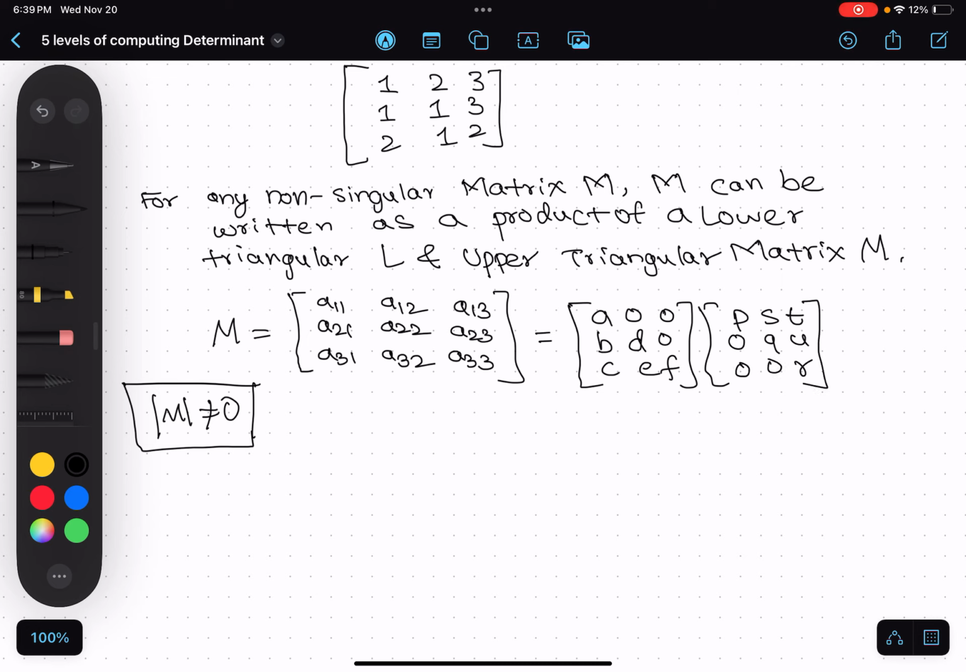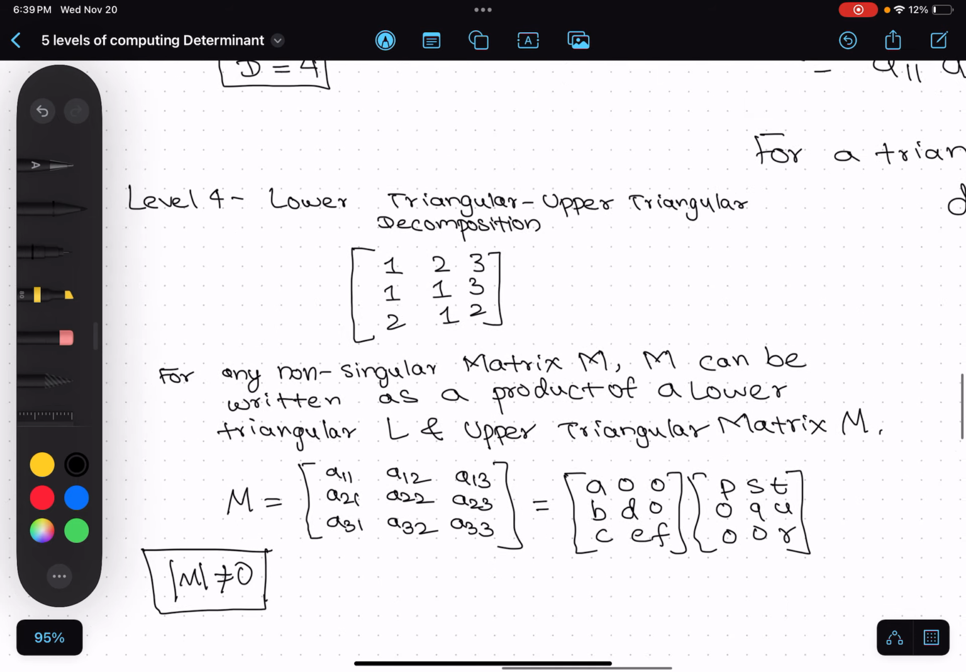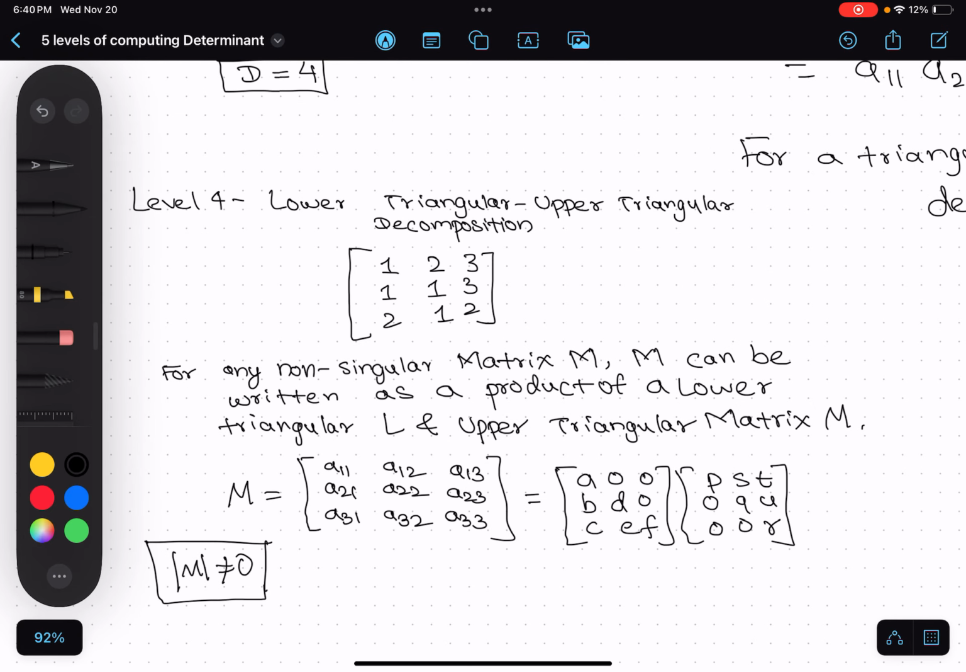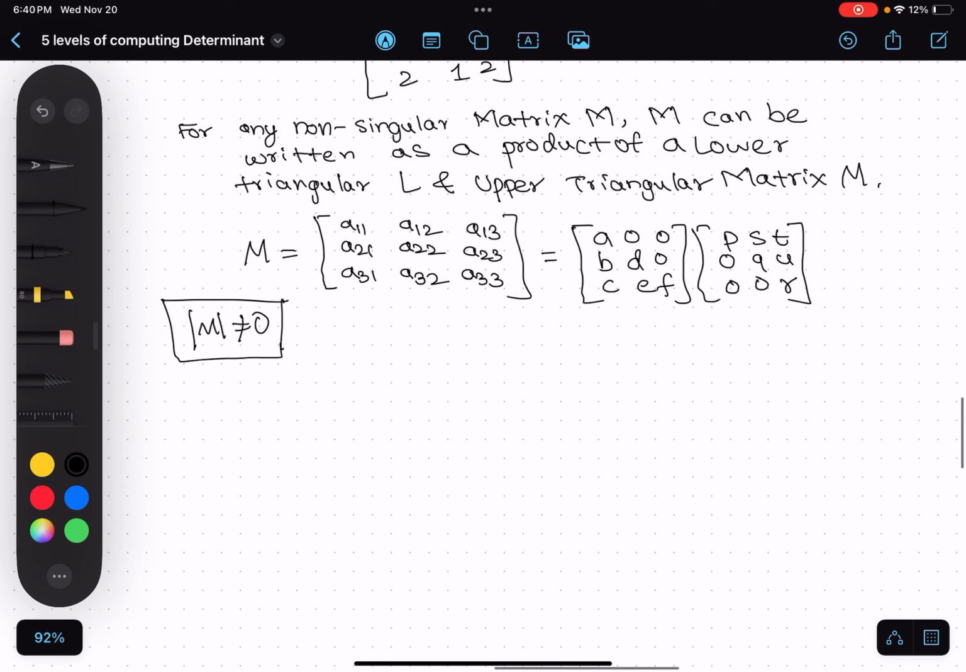This theorem says that any matrix M can be written as a product of a lower triangular and upper triangular matrix if M is non-singular. Now, how can this be helpful to us? If we get a complicated matrix, we'll just try to decompose it into two matrices, lower triangular and upper triangular. Let's say I name this matrix A, and this B, and this matrix is M.